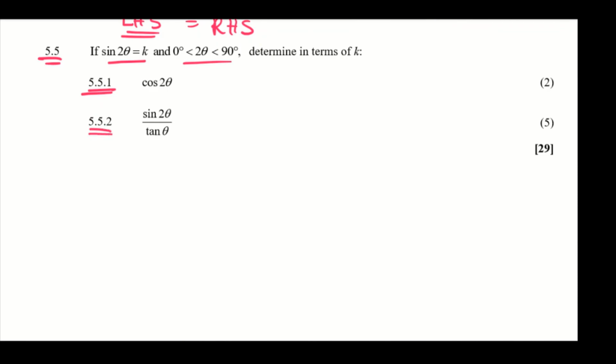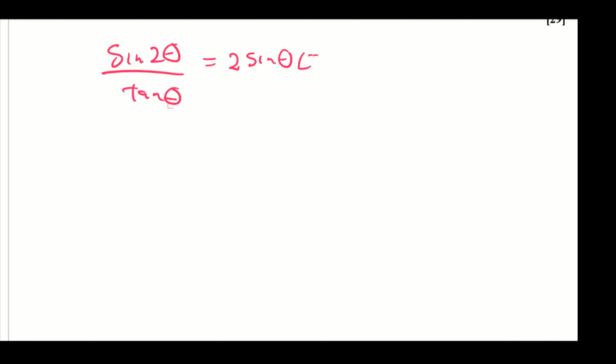And then 5.5.2, we're given this expression to solve by determining it in terms of k, right? So to solve this problem here, we have sine of 2 theta over tan of theta, right? So to solve it, let's first expand this. So it's going to be 2 sine of theta cos of theta, right? If you know your double angle formulas, this is one of them, over tan of theta, right?